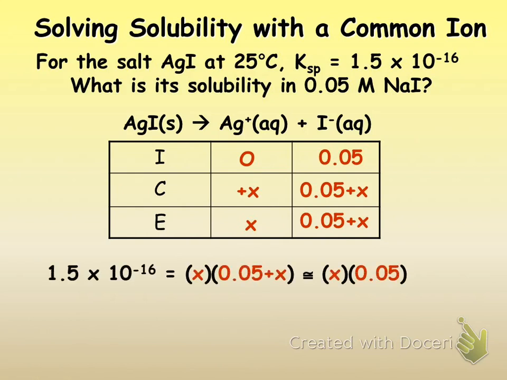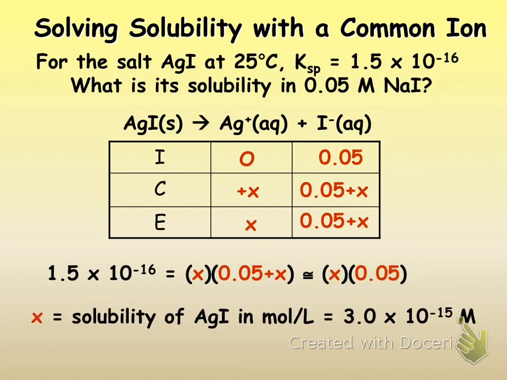Now we can estimate that X is going to be very, very tiny. Why can we do that? Well, simply because KSP is really, really tiny. So that means that it's not going to dissociate very much and X is going to be small. So because of that, we can go ahead and do our approximation, our assumption that X is small enough, so 0.05 is fine for the equilibrium concentration of I negative.